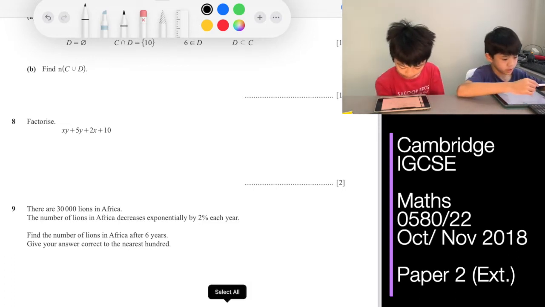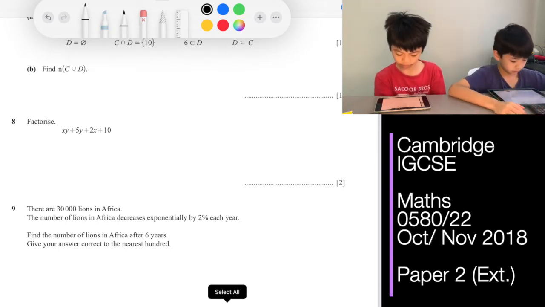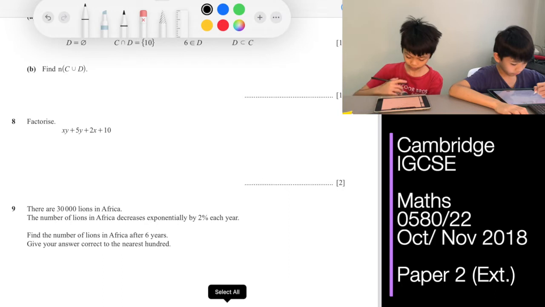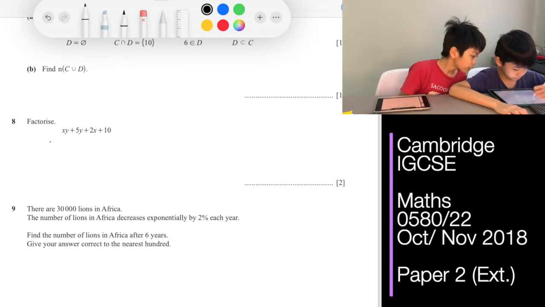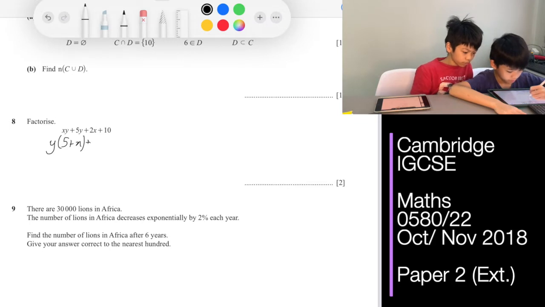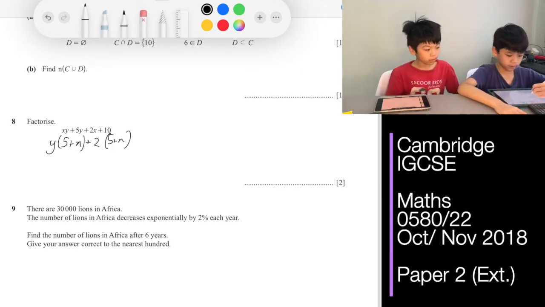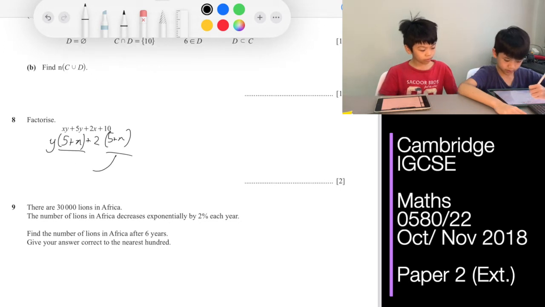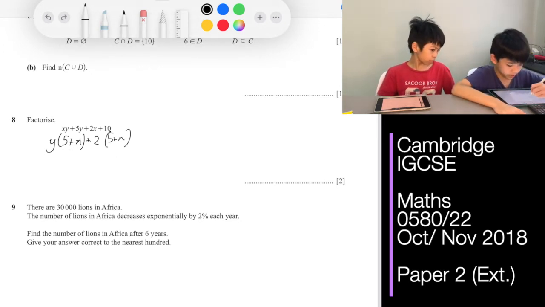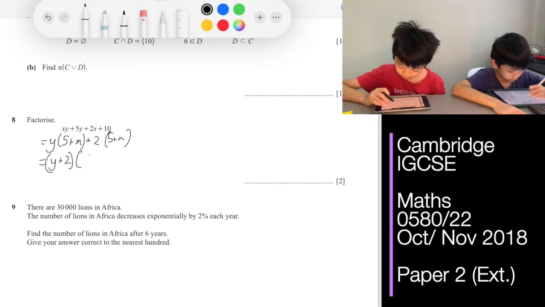For question 8, factorize xy plus yy plus 2x plus 7. Okay, so we group all the y: y(5 plus x), basically x plus y, plus 2x plus 5, basically 5 plus x. And then we see that these two are the same. So which is equal to y plus 2 multiply 5 plus x.